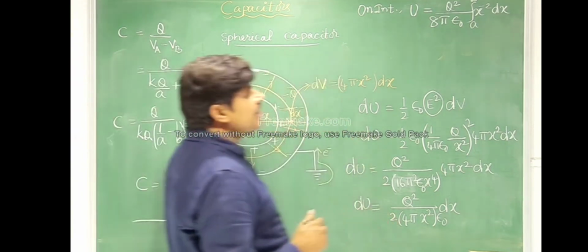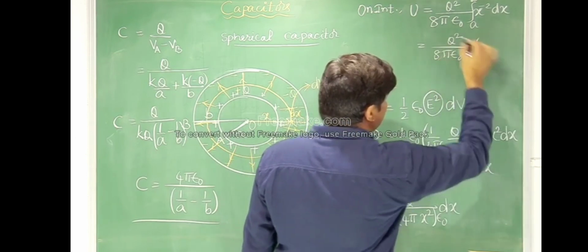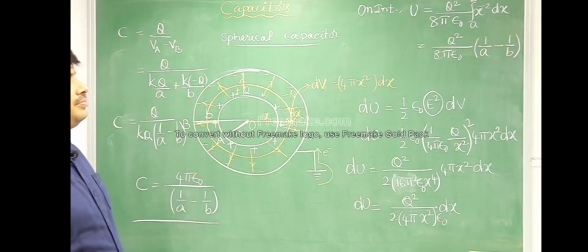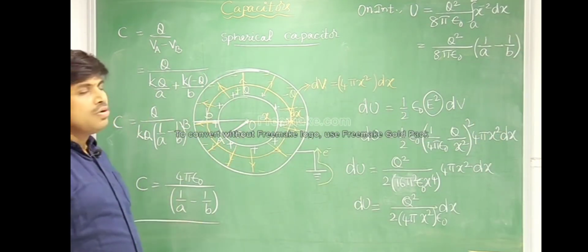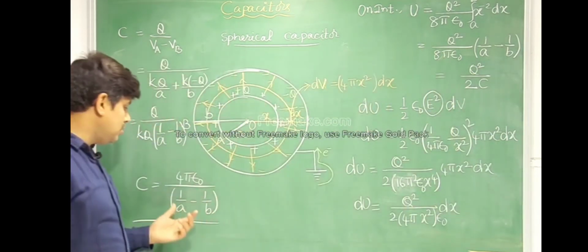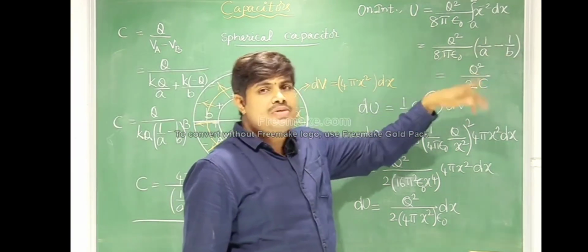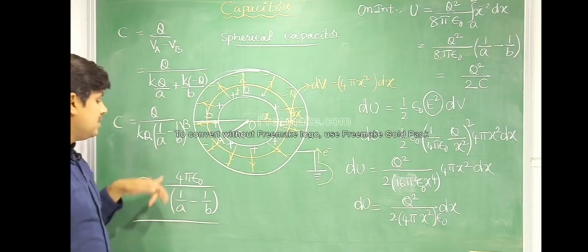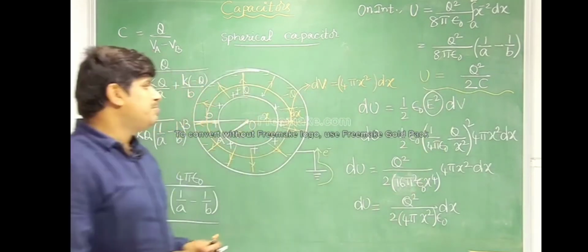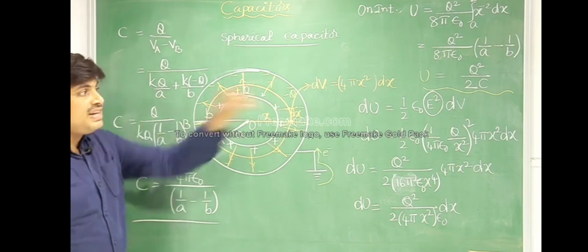So if you do that, integral x power minus 2 dx is minus 1 by x. So if you write it, Q square upon 8 pi epsilon naught, if you substitute these limits, you will be getting 1 by a minus 1 by b. So simplify this further by taking that 1 by a minus 1 by b to the denominator. You are able to write this as Q square upon 2 times of C. You can write that expression in terms of C, because this 1 by a minus 1 by b is there in the numerator. You can take it to the denominator part, and it will become 2 times of C, because C is 4 pi epsilon naught divided by 1 by a minus 1 by b. So again, you are going to get the energy of this spherical capacitor. You are going to get Q square by 2C. In this manner, for the spherical capacitor, its capacitance as well as its energy, you are able to calculate.